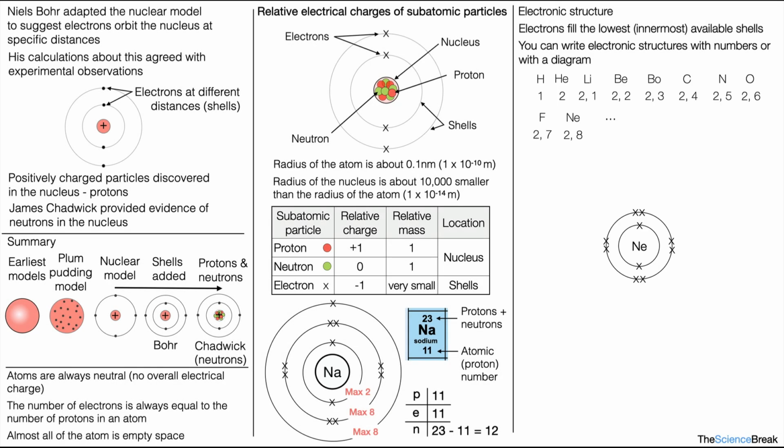And we can carry on all the way up to calcium, which has a proton number of 20, therefore 20 electrons. We don't need to know much further than that. So for calcium, the electronic structure is 2, 8, 8, 2.